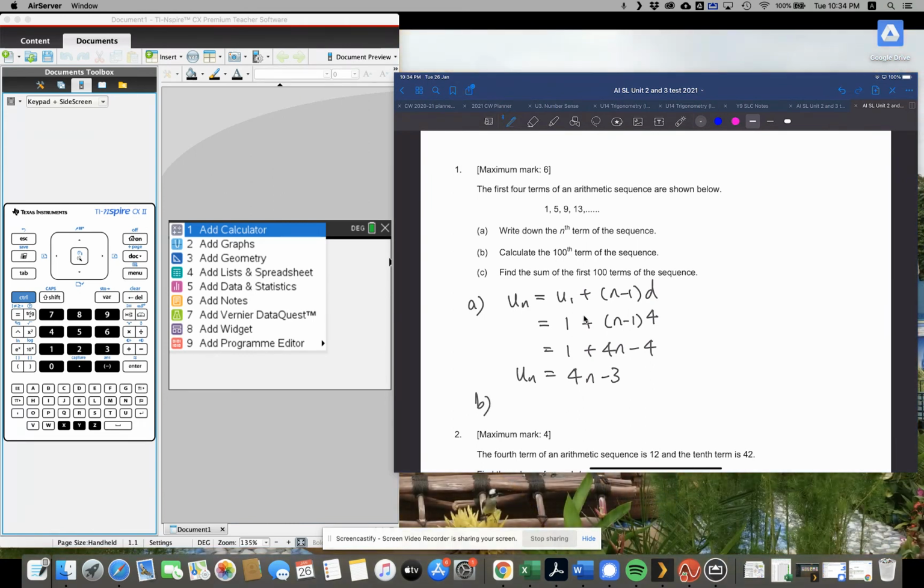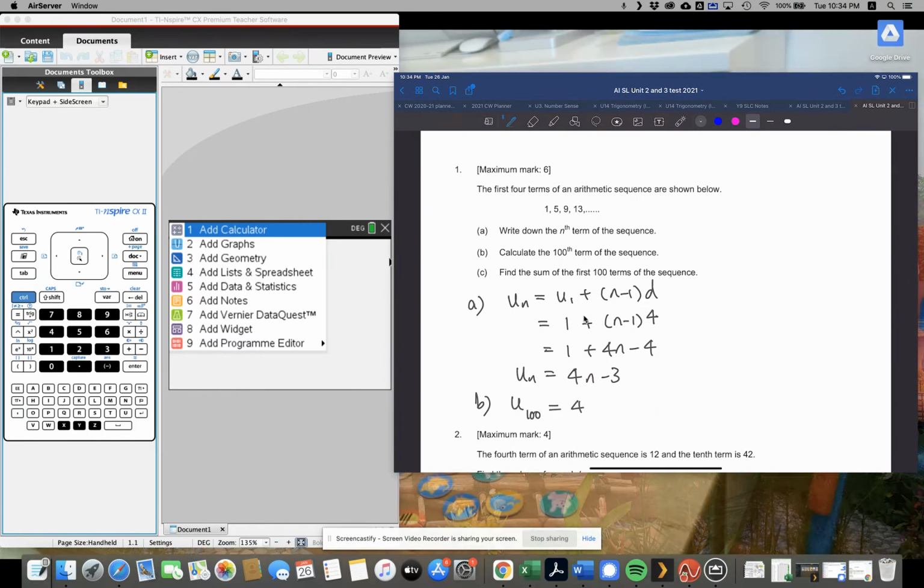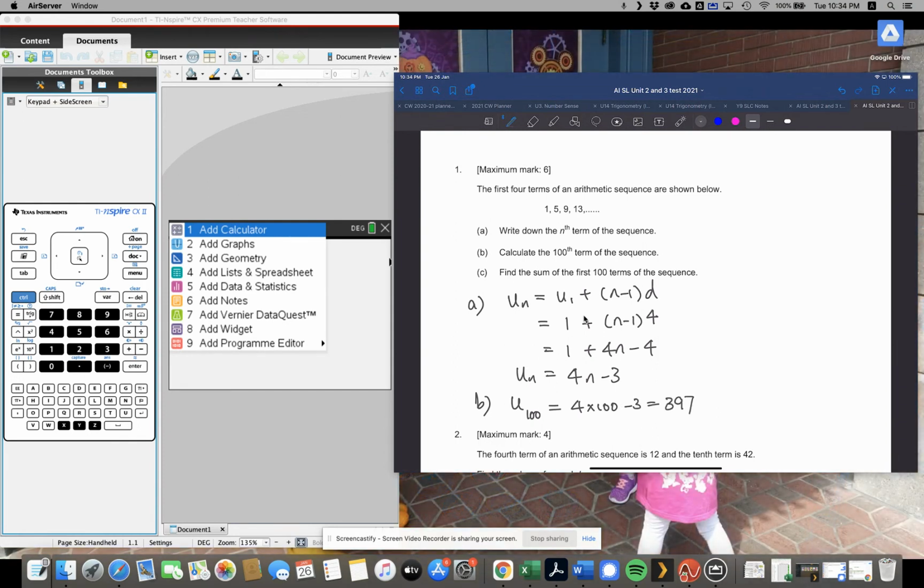Then part B is looking for the 100th term. So n is 100. 4 times 100 minus 3, 397.